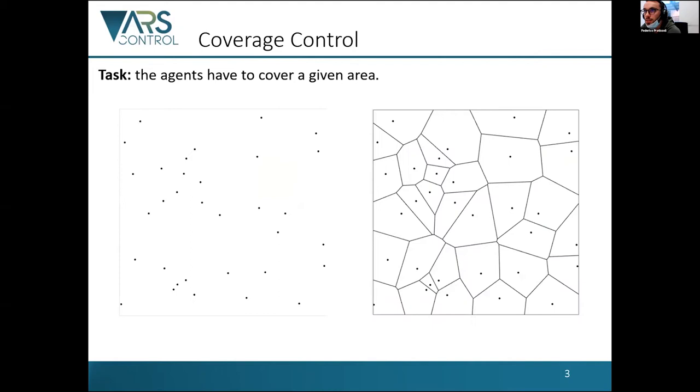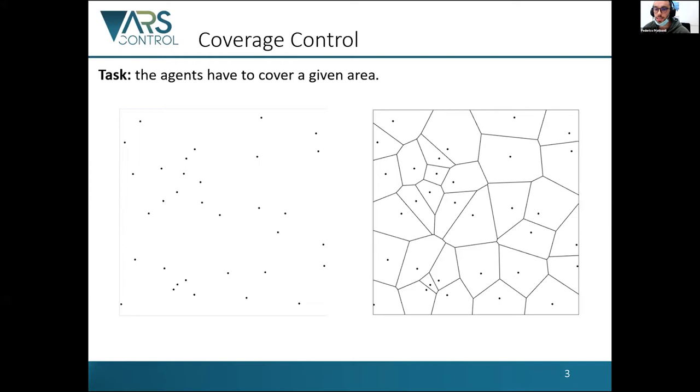The aim of this type of coverage control is to cover a given space or area as well as possible with the robots. Coverage control is based basically on the Voronoi partitioning of the given area. What is a Voronoi partitioning? A Voronoi diagram, a Voronoi tessellation or a Voronoi decomposition is a partition of a plane into regions depending on the initial set of points we define. These points, in our case the robots, are the so-called seeds of the Voronoi computation.